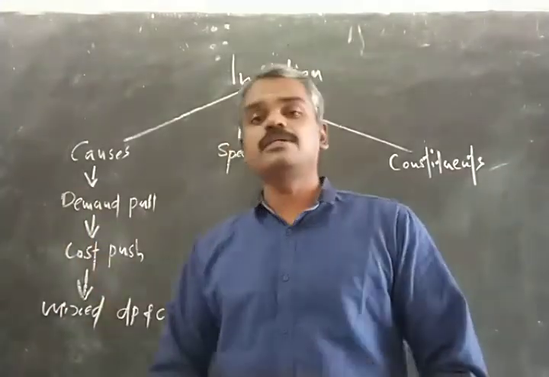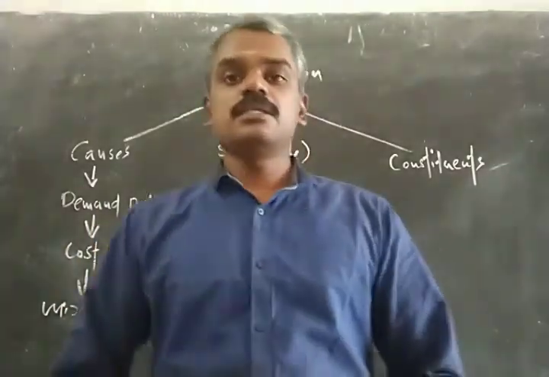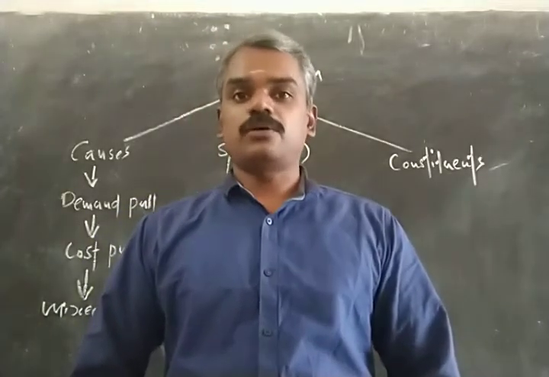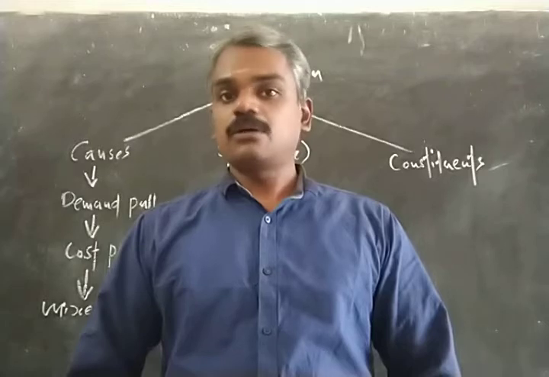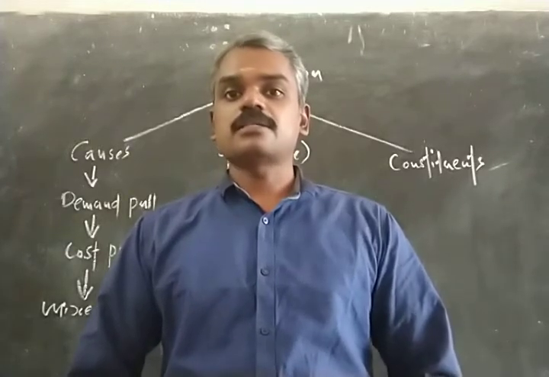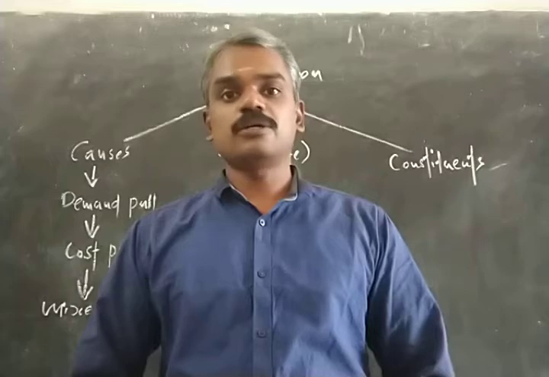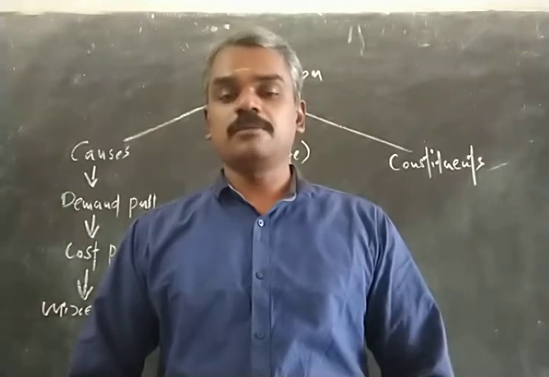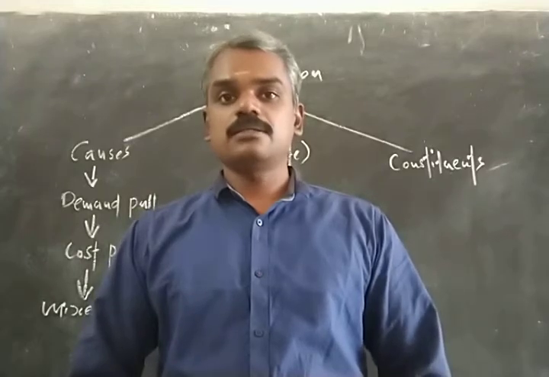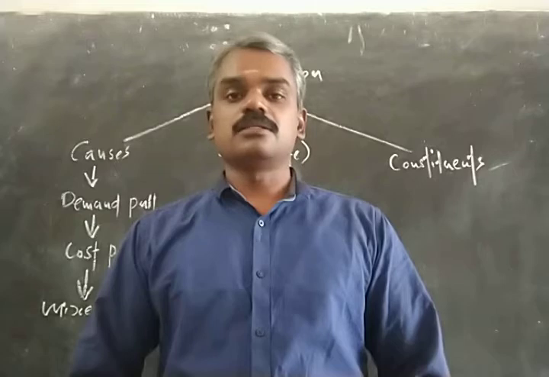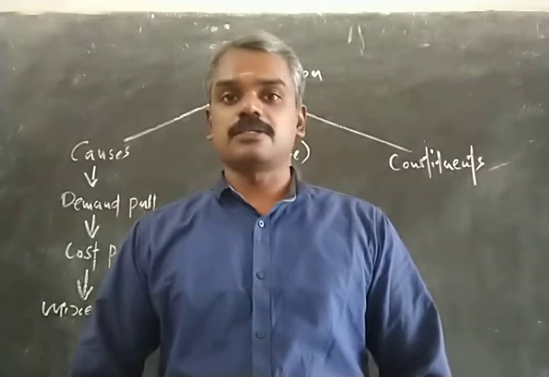So here the first one is the demand pull inflation. This is generally known as a Keynesian type inflation, though every school has its own definition of inflation. Demand pull inflation is defined as a sustained rise in prices due to pressure from the demand side. That is, when there is an increase in aggregate demand due to various reasons, the desire of the people to purchase commodities may increase, and this will result in higher prices.